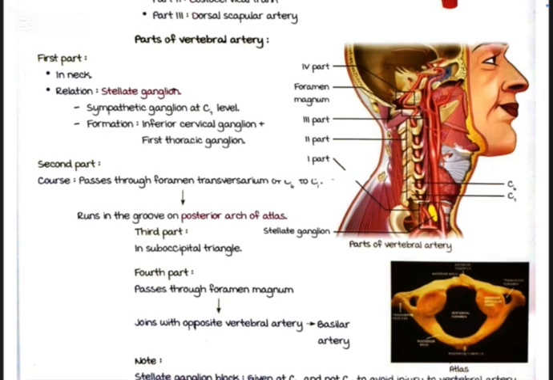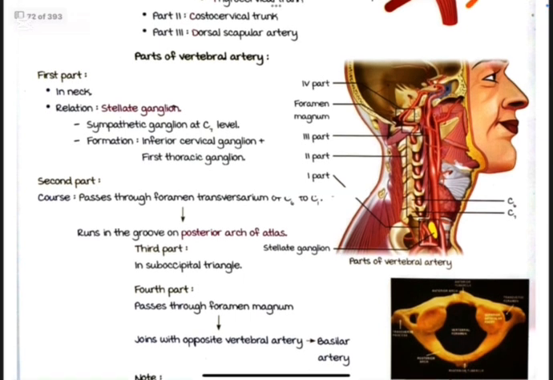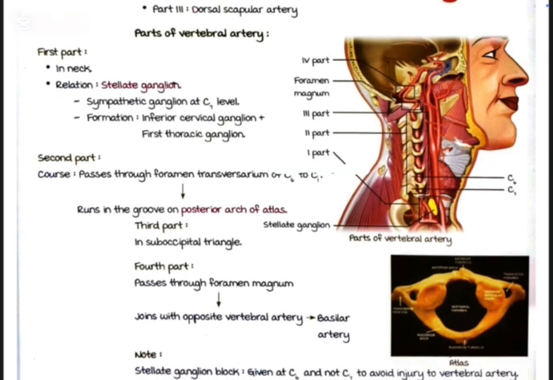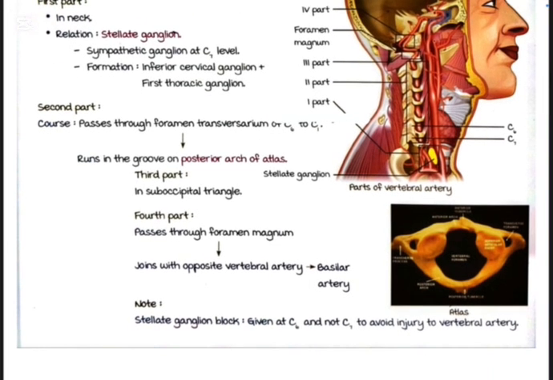Second part passes through the foramen transversarium C6 to C1, runs in the groove on posterior arch of atlas, and third part is in suboccipital triangle. Fourth part passes through the foramen magnum, joins with opposite vertebral artery and forms the basilar artery. Stellate ganglion block given at C6 and not C7 to avoid injury to vertebral artery.